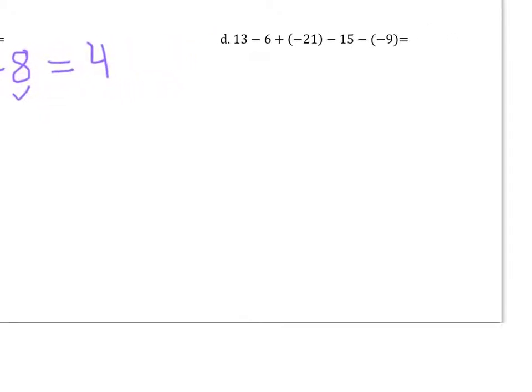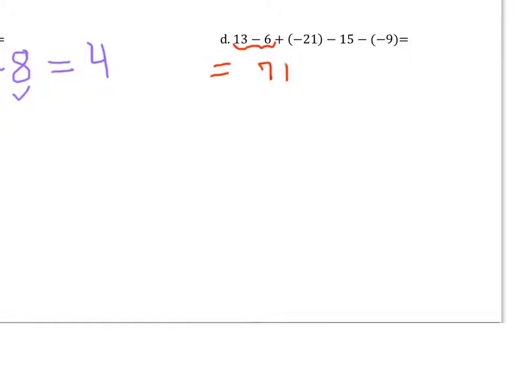In our next example, we have 13 minus 6 plus a negative 21 minus 15 minus a negative 9. Basically, the way I'm going to do this is go from left to right. There's a couple of ways you can go about doing this, but that's the way I'm going to do it. I'm going to start with that 13 minus 6. That's normal, right? 13 minus 6 is the same thing as 7.